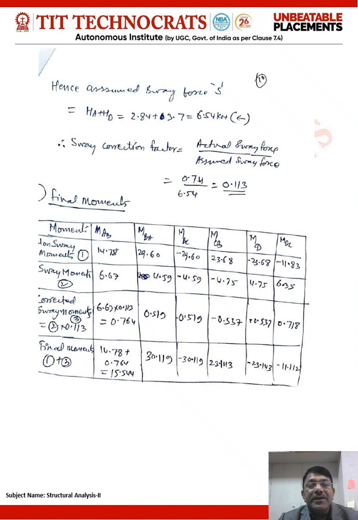Now add row 1 and row 3 all together to find the final value of moment in a particular member of the frame, either a column or a beam, at a particular joint, as shown in the last row here.